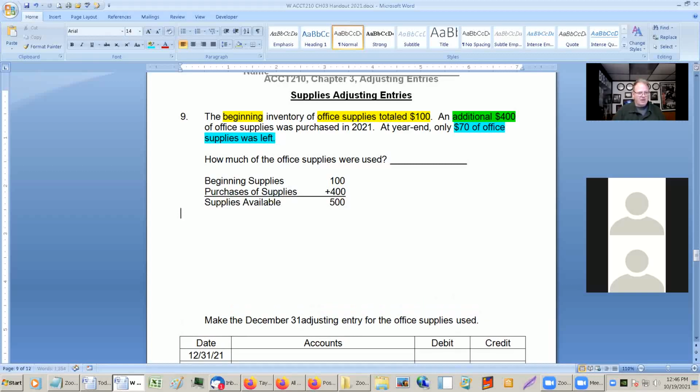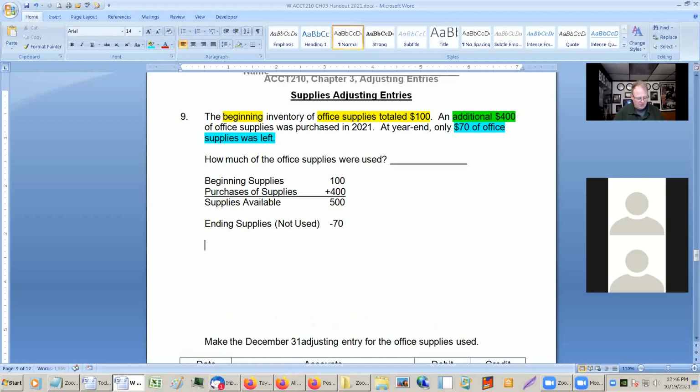Now, coming down here, we have our ending supplies. And if you think about it, the ending supplies is what was not used, right? If we still have them, then they're not used. So this is really what was not used. So we didn't use 70 of them. So our supplies used was just like I said, 430.